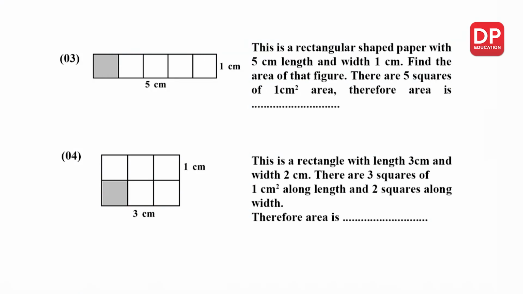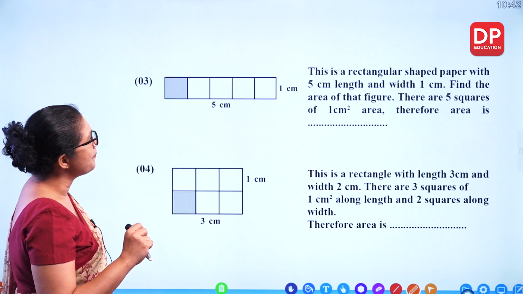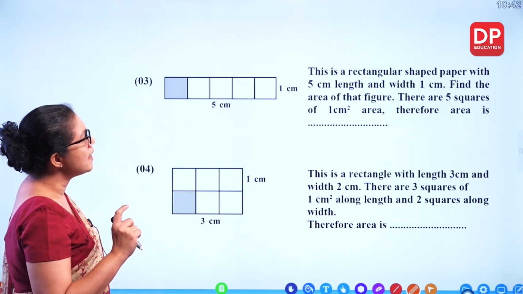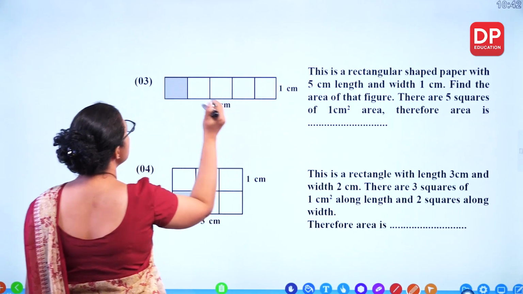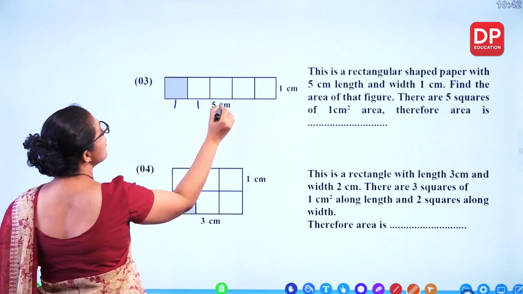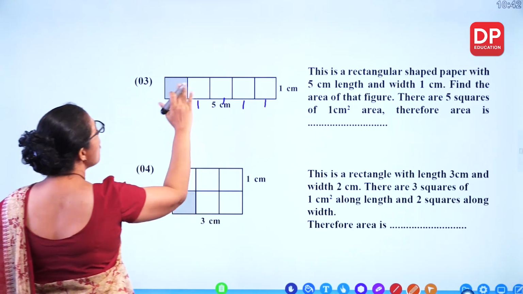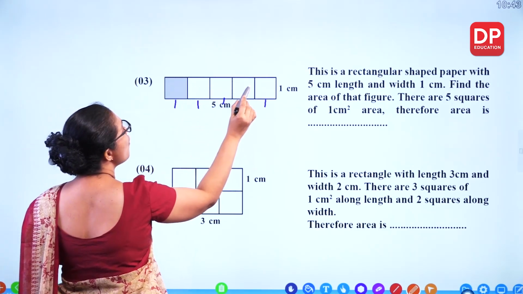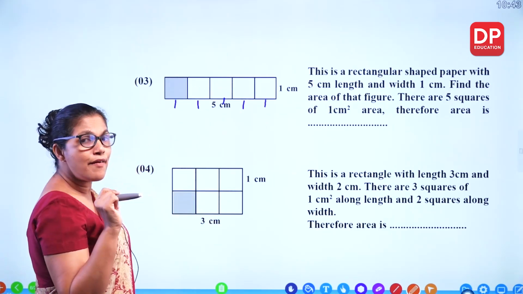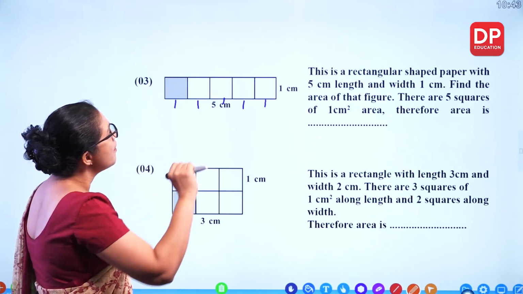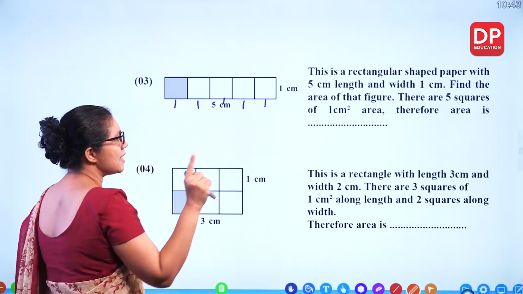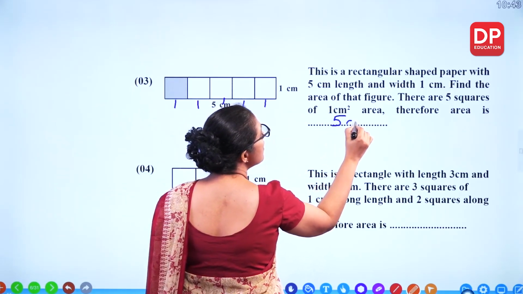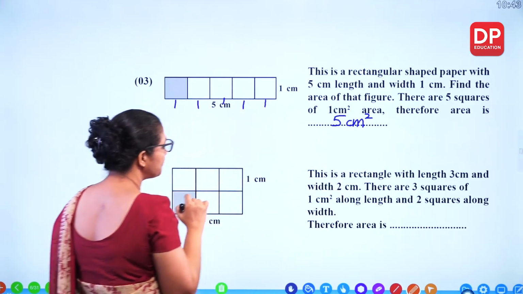This is a rectangular shaped paper with 5 centimeter length and width is 1 centimeter. Find the area of that figure. There are 5 squares of 1 square centimeter. So this is 1, 1, 1, 1, 1. So how many squares are there? 1, 2, 3, 4, 5. So what's the area of this rectangular shaped paper? Each one is 1 square centimeter. So that's 5 square centimeters.